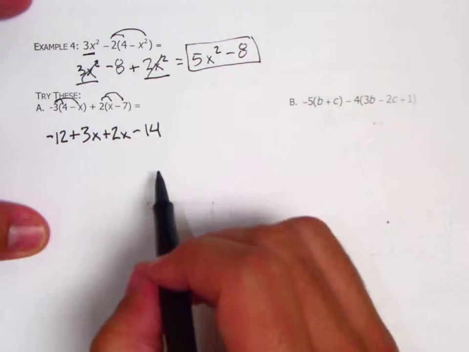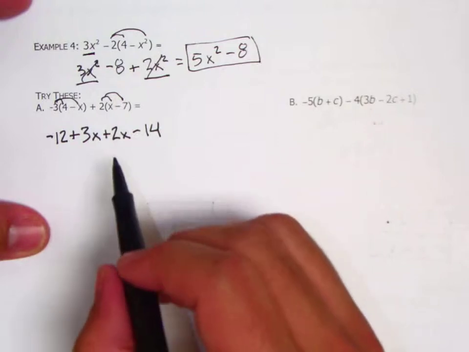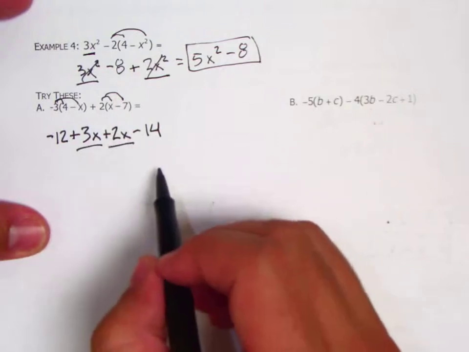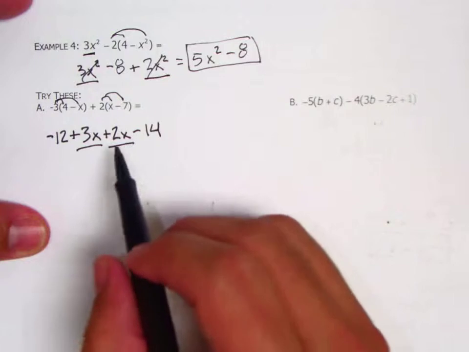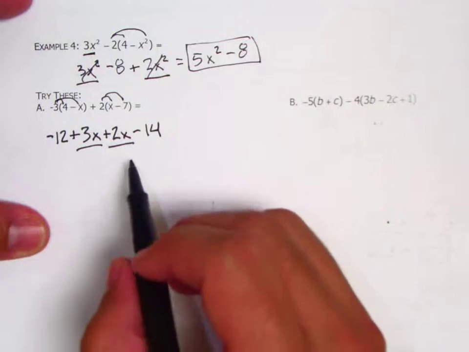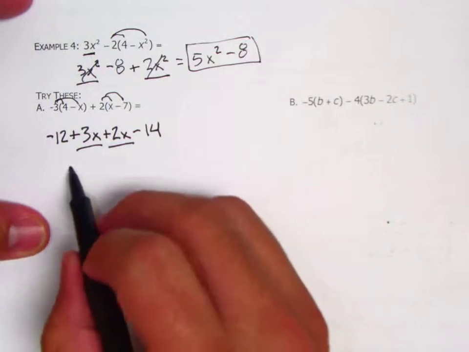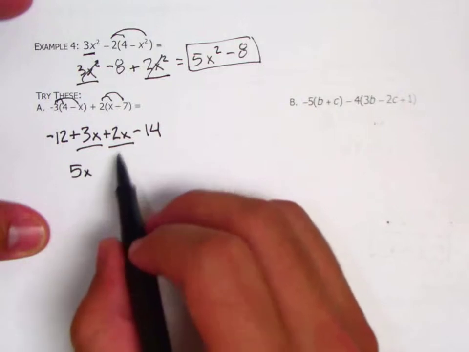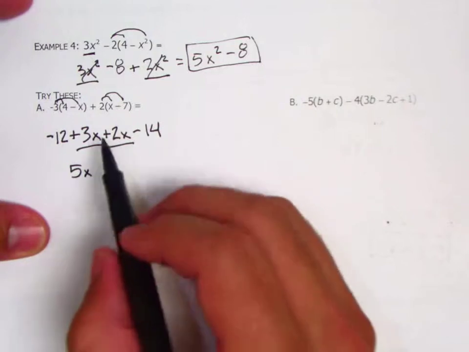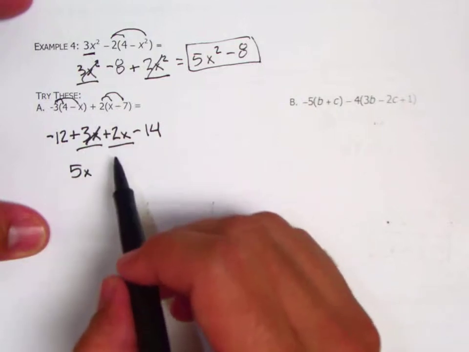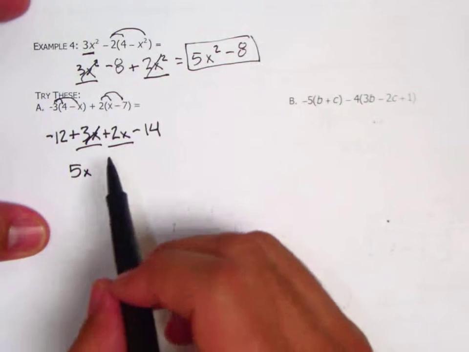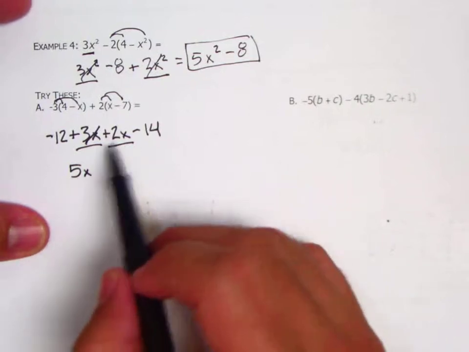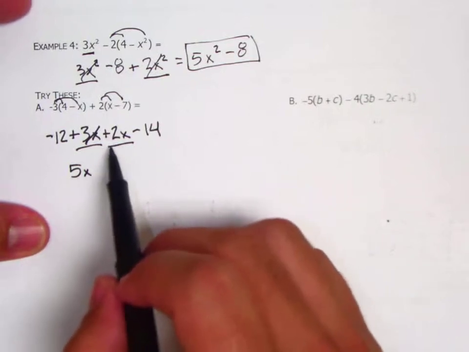Again, combine like terms. Always do the letters first. Always do the variables first in alphabetical order. So we have to do the x's first. 3x plus 2x is 5x. Remember, some people were confused. How come it's not 5x squared? How come we don't add the x's here?